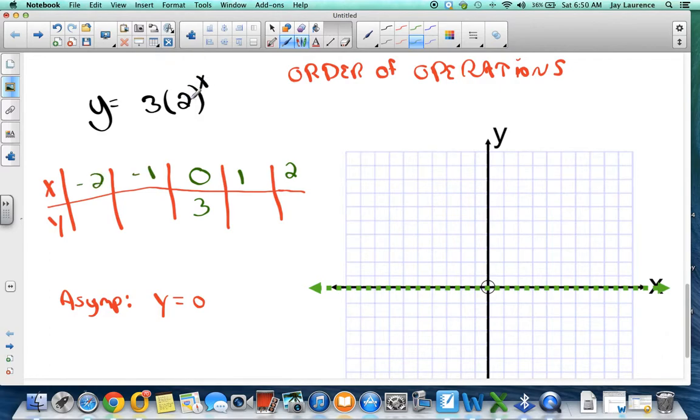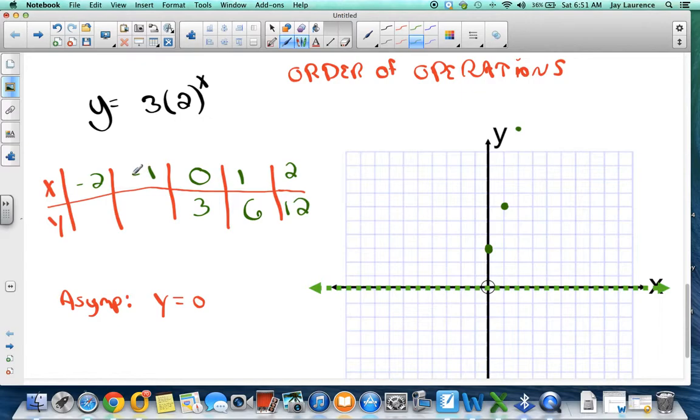So 2 to the first is 2, times 3 is 6. 2 to the second is 4. 4 times 3 is 12. Okay, so I'm going to have 0, 1, 2, 3 right here. 1's going to be at 4, 5, 6. And then 2, 12 is going to be like right up there.